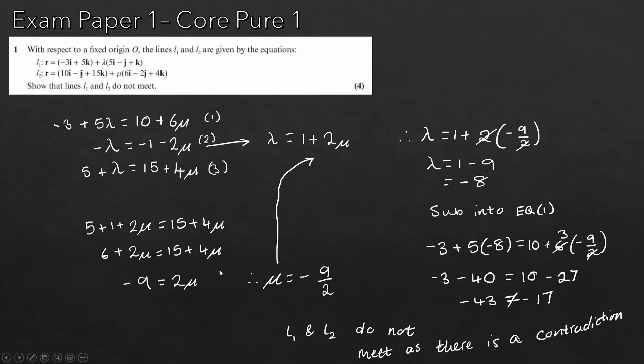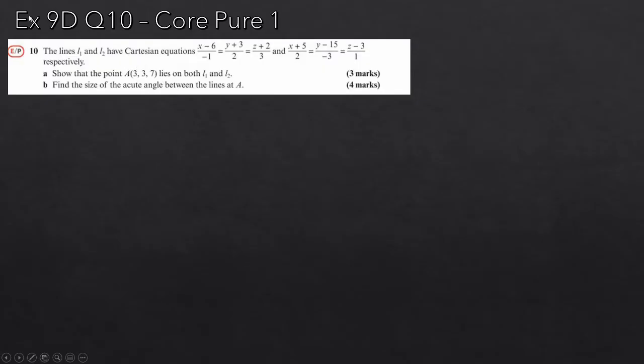So let's have a look at the next question. So this is from exercise 9D. This is question 10, and again it's from the Corpio 1 book. So all these are from Corpio 1. So we've got another 2 lines here, which both have the Cartesian equations of these equations. And we've got to show that the point 3, 3, 7 lies on both L1 and L2. And then for part B, we have to find the size of the acute angle between the lines at A.